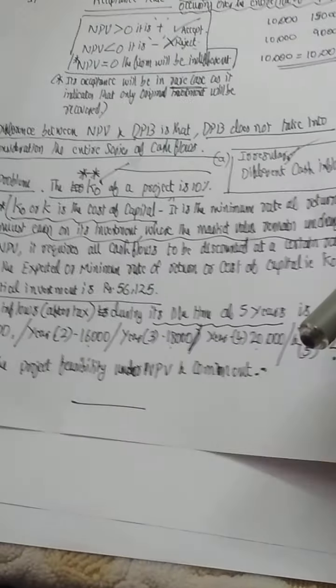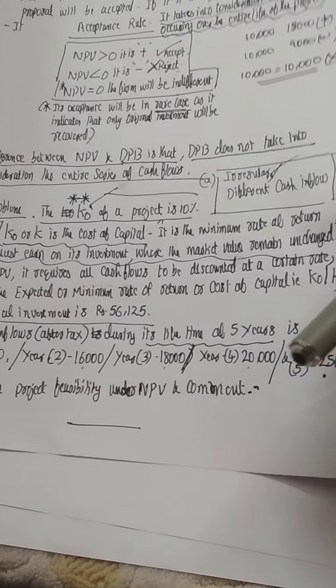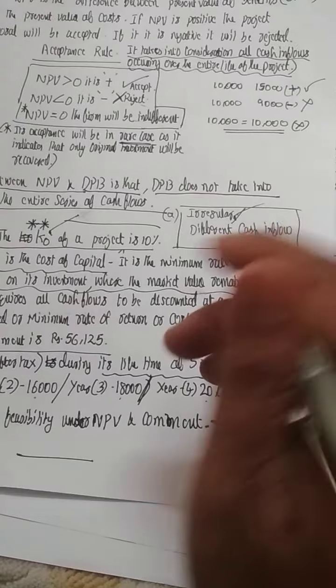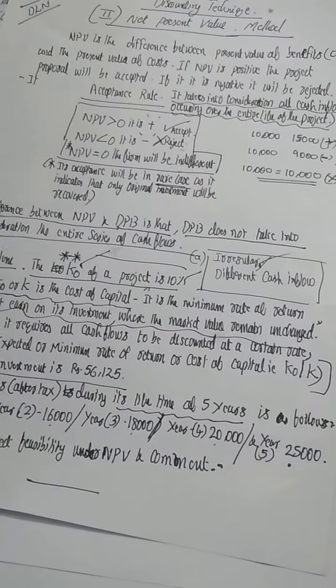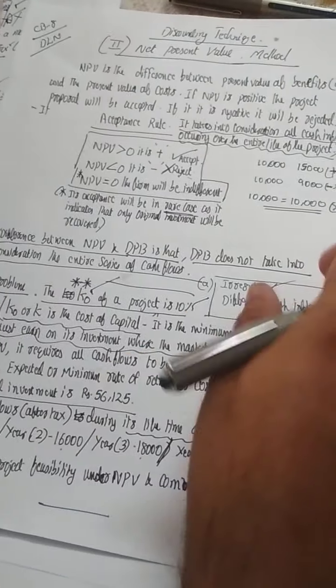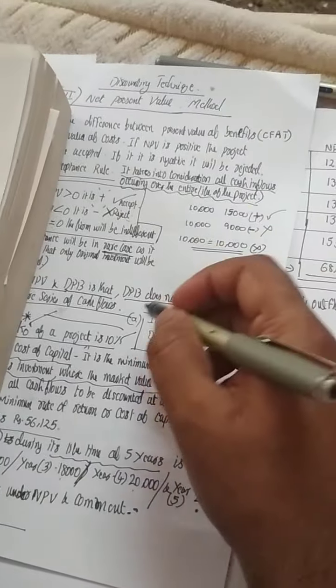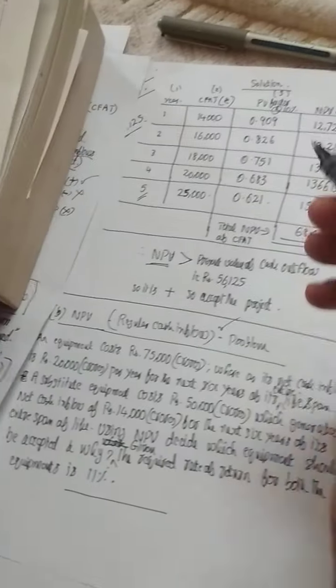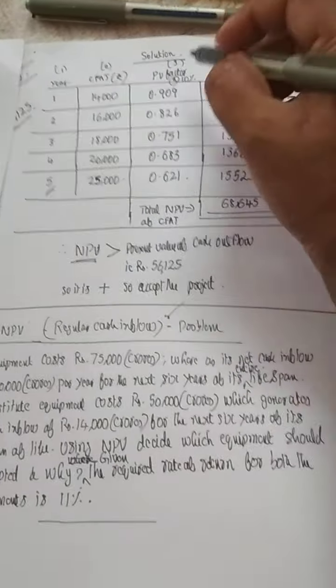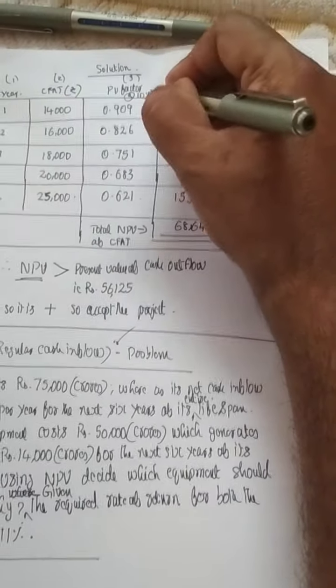In the question it is mentioned that the interest rate or KO of the project is 10%. So what is KO? KO is the ARR or IRR or the expected rate of return or cost of capital itself. Technically it is cost of capital. So with that information we could take the discounting factor, that is 10%.